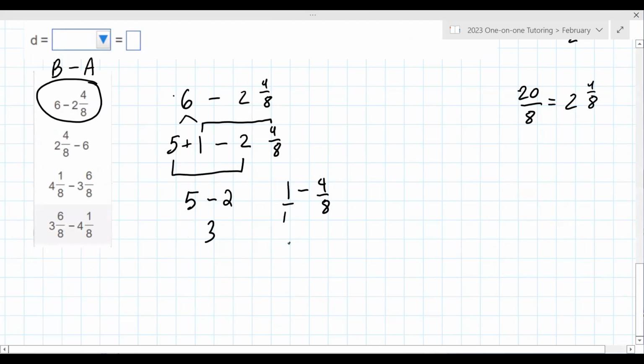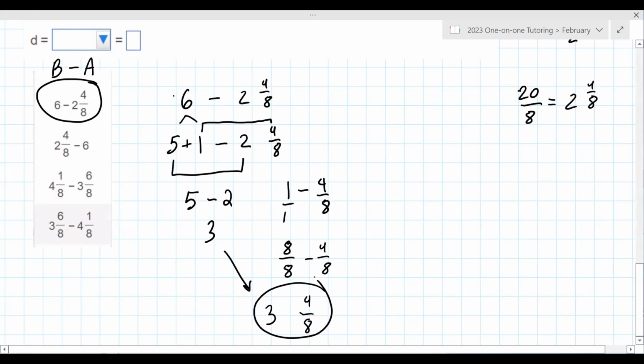So the 1 can be written as 8/8. And now they have the same bottoms. You see that? They've got the same bottoms now. So we subtract the tops. 8 minus 4. 8 minus 4 is 4/8. So your answer is 3 and 4/8. Got it.